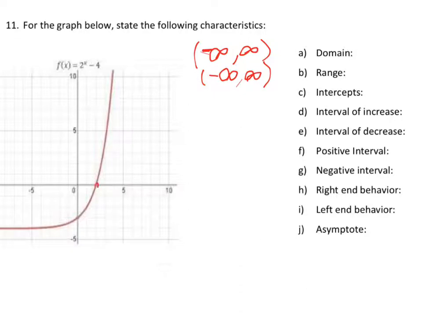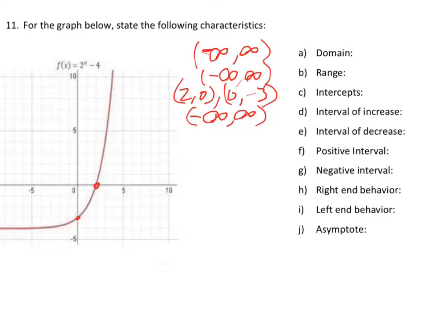The intercepts, we got an intercept there, that intercept's looking like (2, 0), the one on the right. The one on the left is looking like (0, -3). The intervals of increase, well, this graph's going up everywhere, so it's increasing for all real numbers, from negative infinity to infinity. The interval where it's decreasing, well, that's going to be none. If it's increasing everywhere, it's decreasing nowhere.